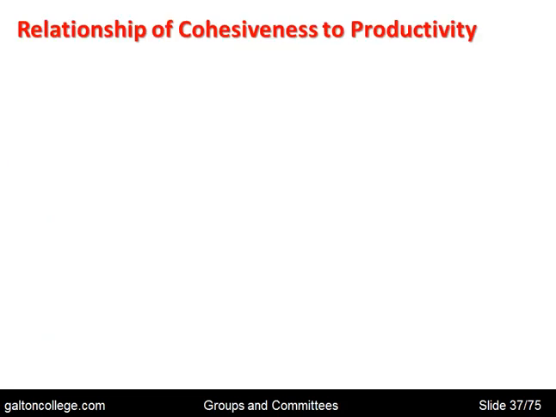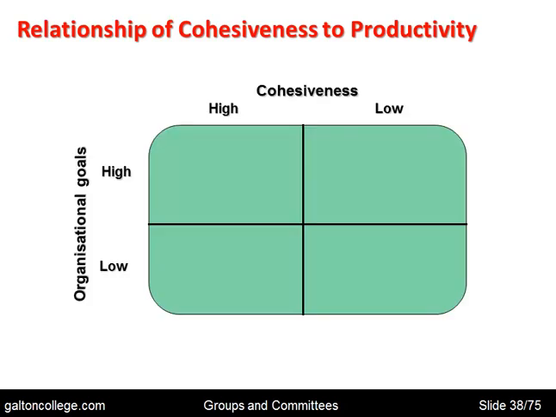Now, the relationship between cohesiveness of groups and productivity. We could look at it in this simple chart where we have the organizational goals. The organizational goals can be very low, just loosely defined, or they could be very specific and quite demanding, high organizational goals. And then we can look at the groups in terms of cohesiveness, as high cohesiveness, high sticking together, or low, just very loose groupings. What we want to do is to link these together.